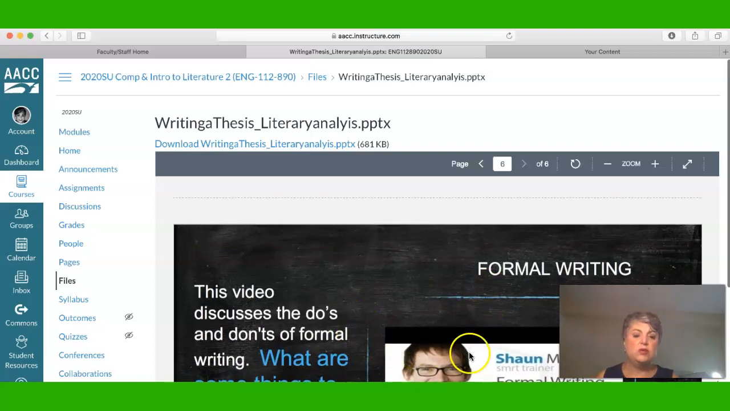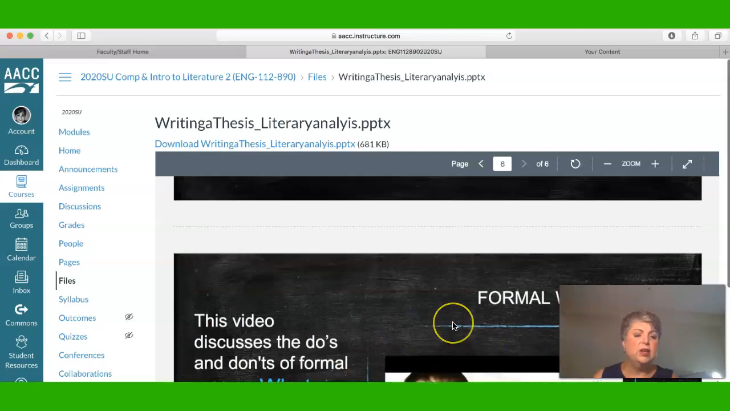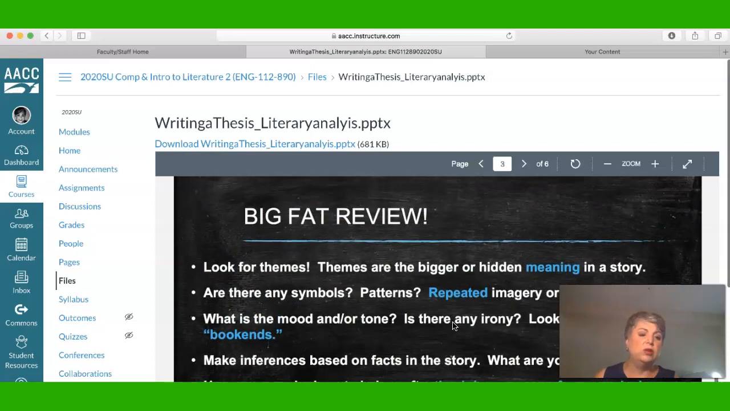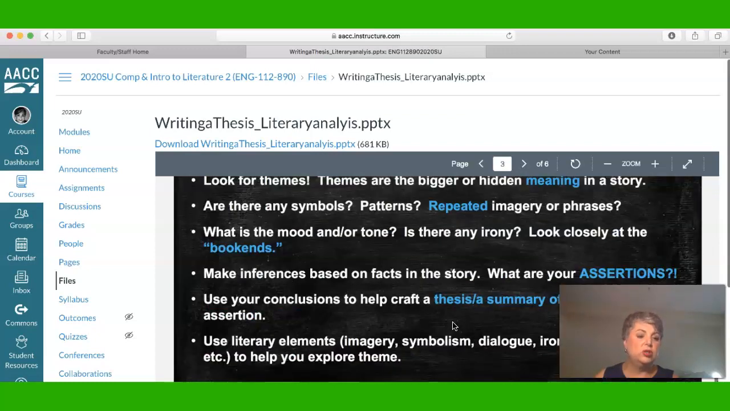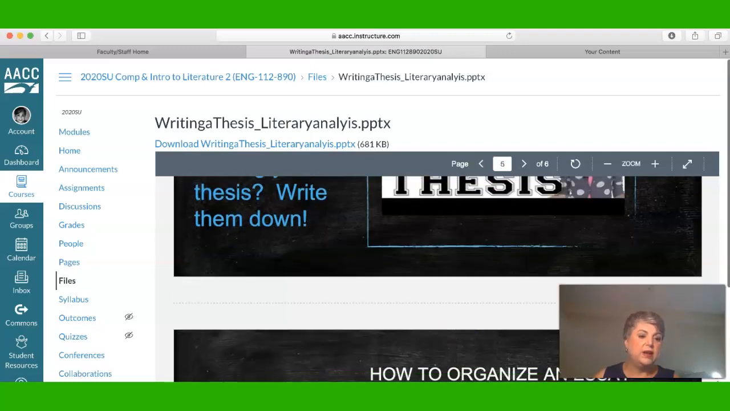The last one, what are the do's and don'ts of writing a formal essay? So I think all of this information is generally a review. That's why I leave it as optional, but it is good information. So it's there as a tool if you want to take a look at it.